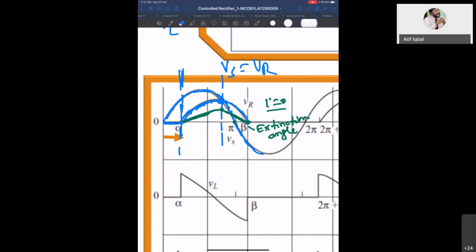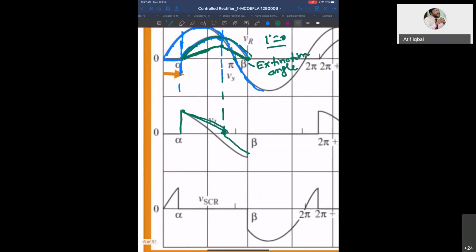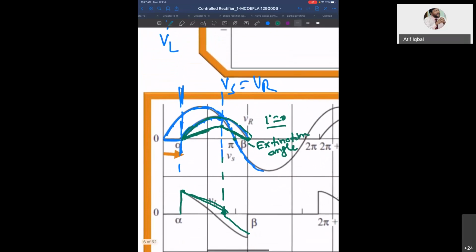So when you look at the output voltage, how does it look? This is your voltage across resistance. This is your voltage across inductance. Actually, this should be properly scaled. This should come here, it becomes 0 and then becomes negative. The inductor voltage L di by dt becomes negative here.